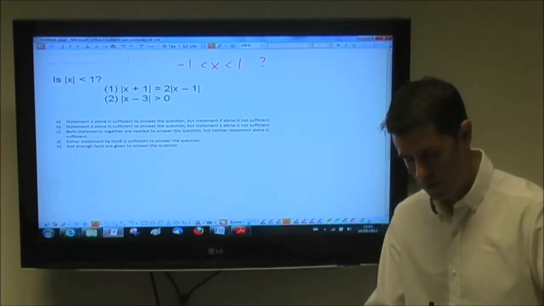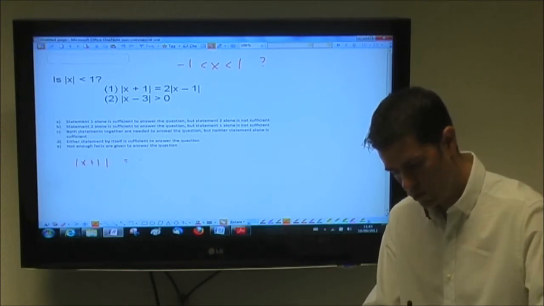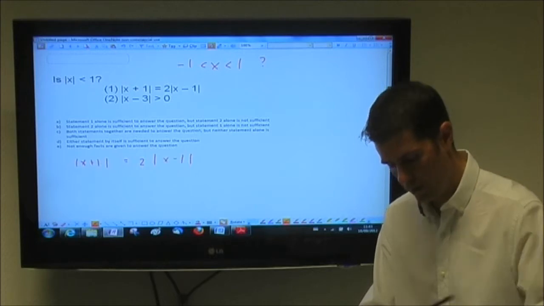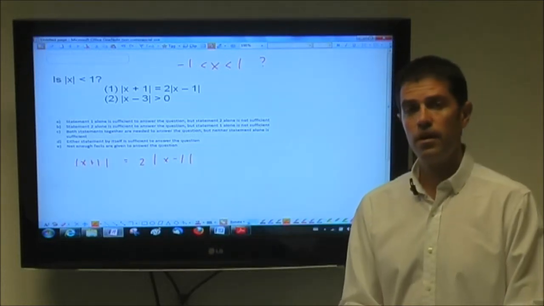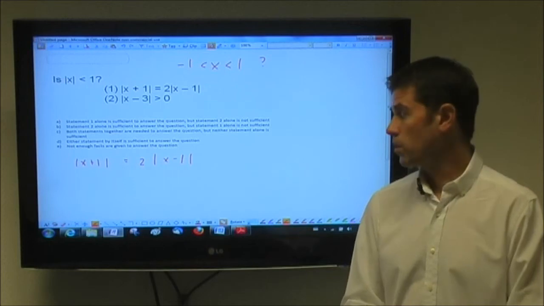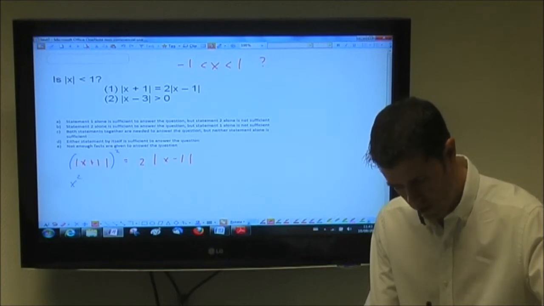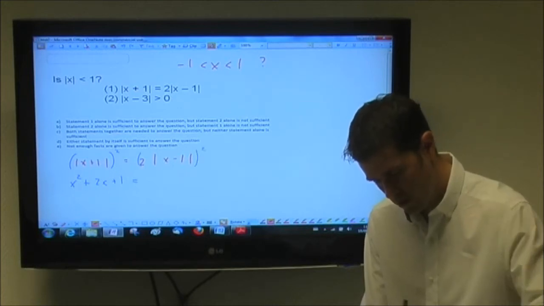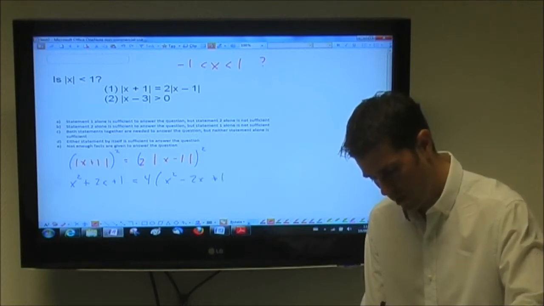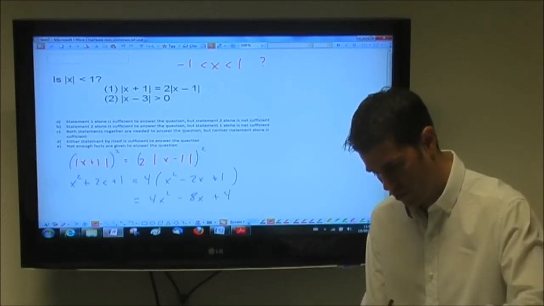So in this case, what I have is the absolute value of x plus 1 equals 2 times the absolute value of x minus 1. Something important: when you're evaluating an absolute value on both sides of the equal sign, you need to square both sides. That's the easiest way to solve such a thing. So I square this side, which is x squared plus 2x plus 1, which equals, when I square this side, 4 times x squared minus 2x plus 1, which equals 4x squared minus 8x plus 4.